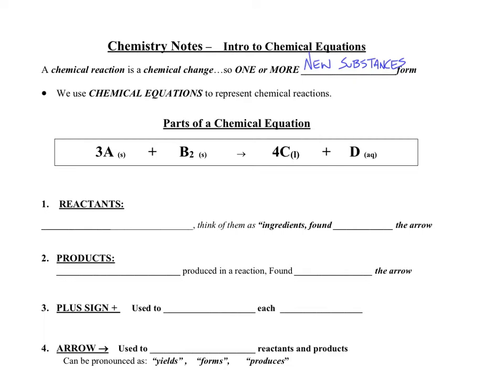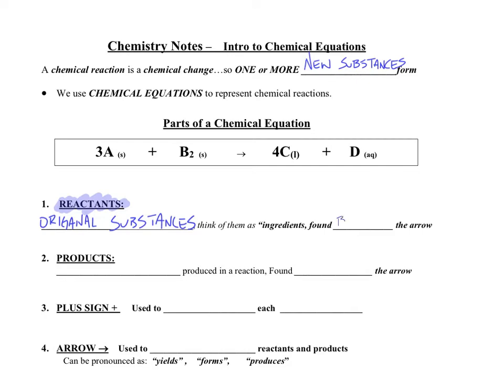So the first part of our chemical equation is what we call the reactants. The reactants are the original substances in my reaction. Think of them as sort of like ingredients when you're making a recipe for a cake or something like that. These are going to be found before the arrow.